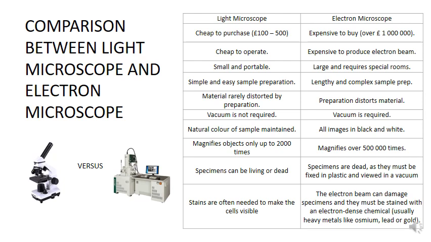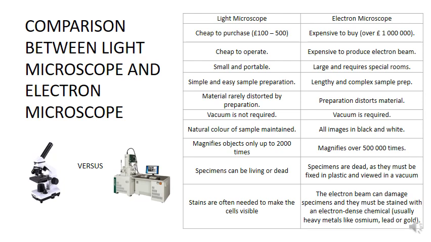Okay, next, natural color of sample is maintained. So basically you can see the natural color, but for the electron microscope the images are basically in black and white. And the light microscope will magnify an object only up to 2000 times. But the electron microscope will magnify the image over 500,000 times. So you can see the accuracy there. The electron microscope is better compared to the light microscope. And for the light microscope, your specimen can be living or dead. But for the electron microscope, the specimen must be dead, as it must be fixed in plastic and viewed in vacuum.